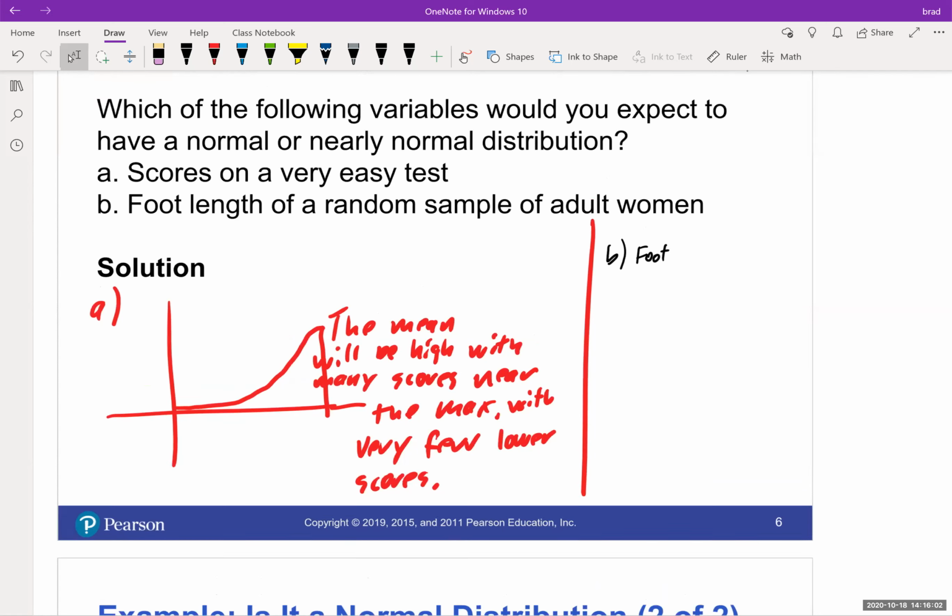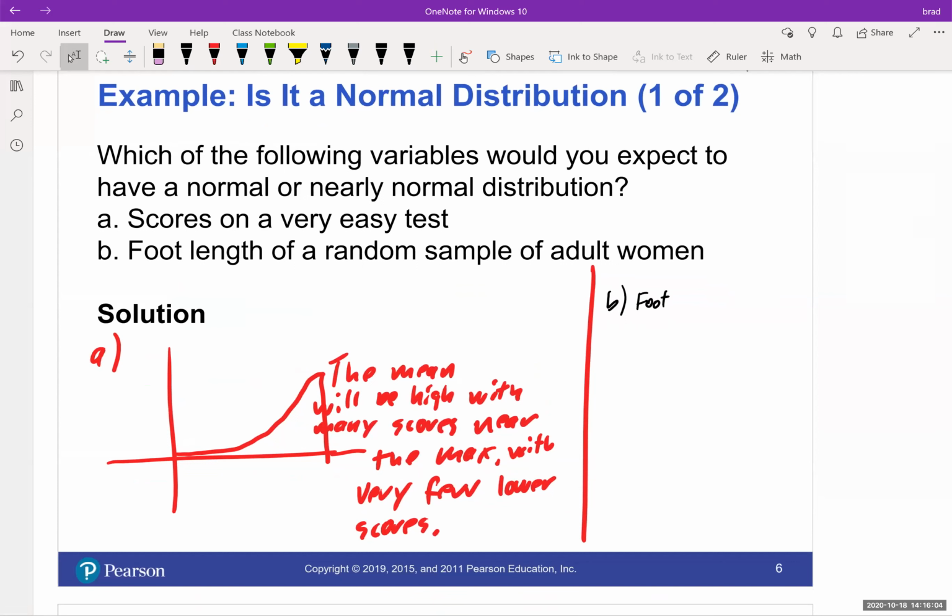So we therefore expect the lengths of women's feet to cluster near the mean and become less common further from it. Was it for women only? Random sample of adult women. Oh, sorry. So I thought it was for men and women. It was just for adult women.